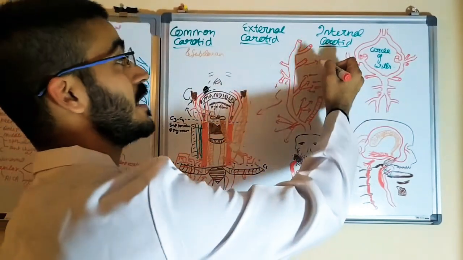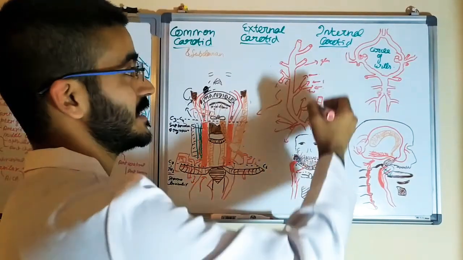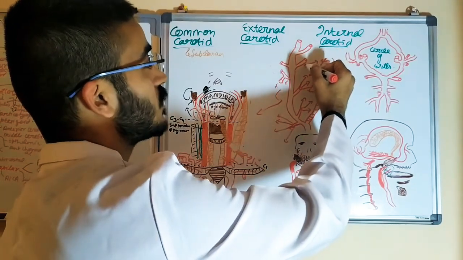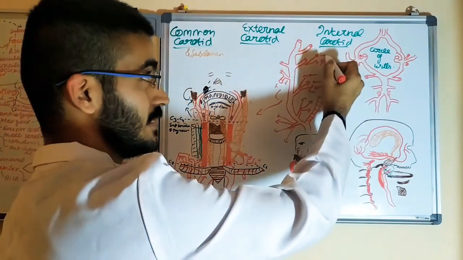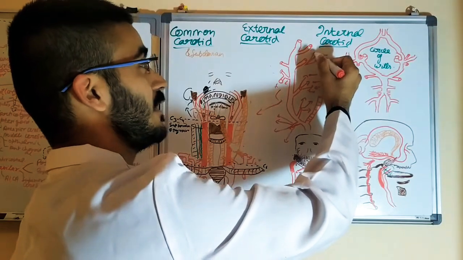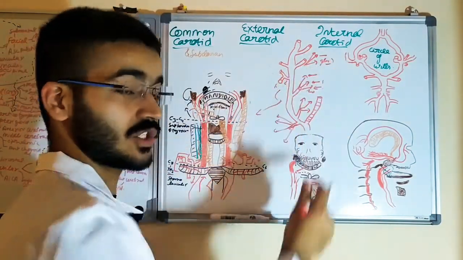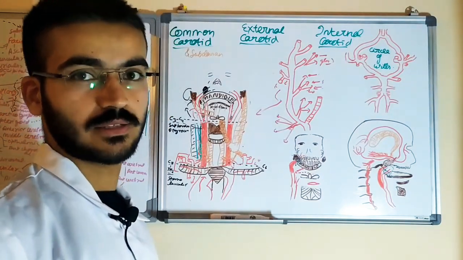submandibular gland. There it gives the glandular branch and it supplies the submandibular gland. It moves further, giving the tonsillar branch, which supplies the tonsils. It moves further, giving submental. Lastly, it gives the ascending palatine branch, which supplies the soft palate and the hard palate.